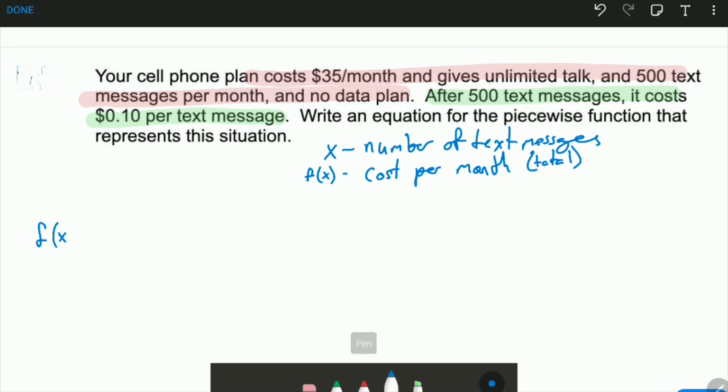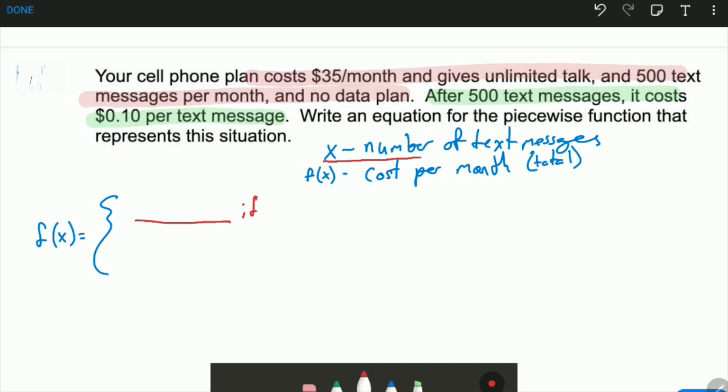So going through, just like the other ones, we're going to save the equation for later. The condition here, for the first bit, remember to think about the upper and lower bounds. So the lower bound here is what is the minimum number of text messages we could send in a month. X is the number of text messages. So what is the minimum number?